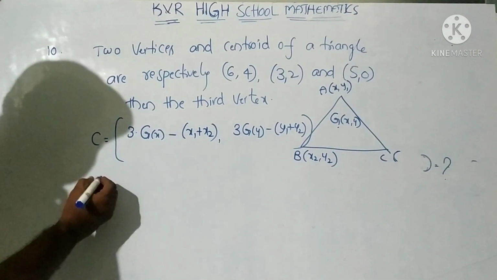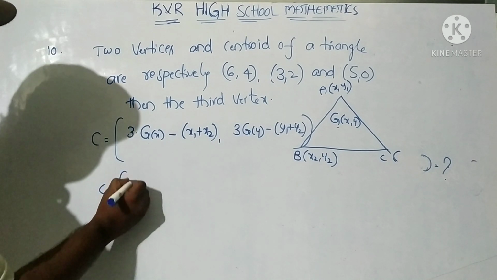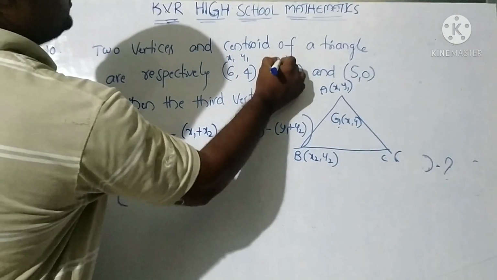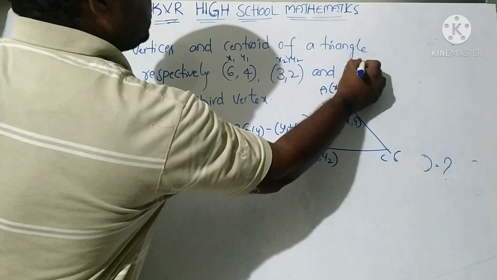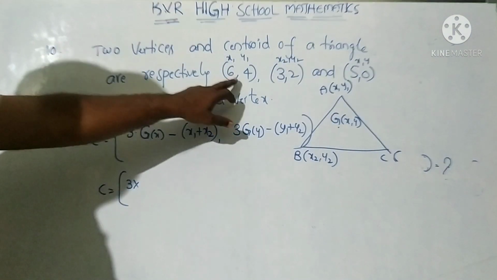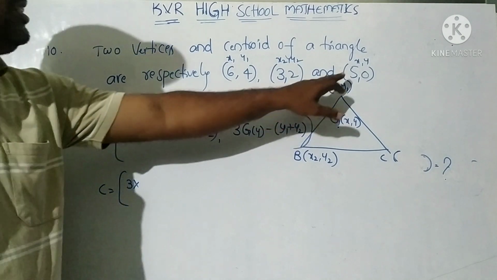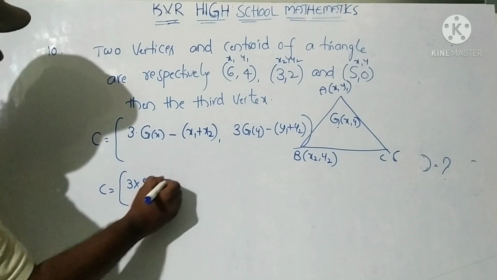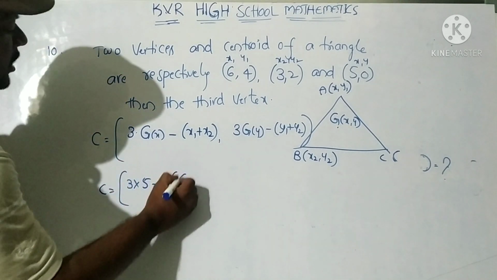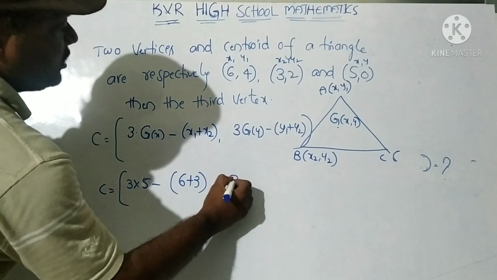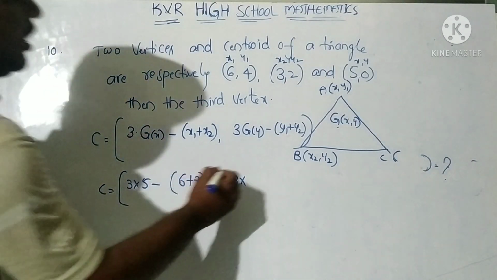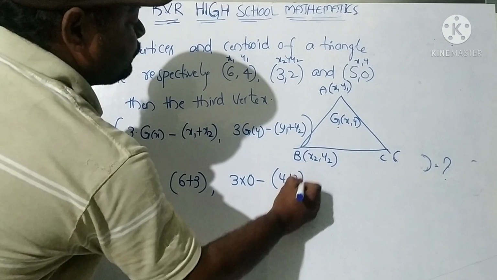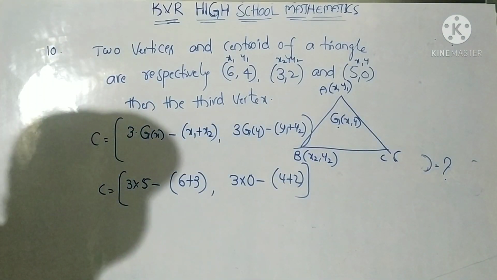So, third vertex C equals 3 into, here this is x1 and y1 and this is x2 comma y2. This is x comma y. So, the first point is x1 y1, the second point is x2 y2 and the centroid is x comma y. Substitute here: 3 into x means 3 into 5 minus half. X1 plus x2 means 6 plus 3. Next, 3 into gy means 0 minus half. Y1 plus y2 means 4 plus 2.